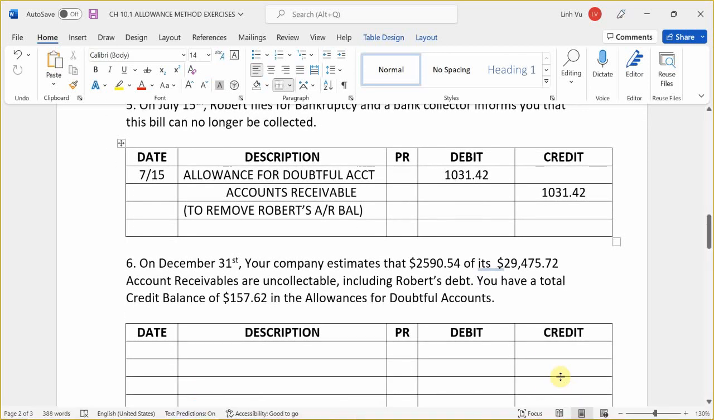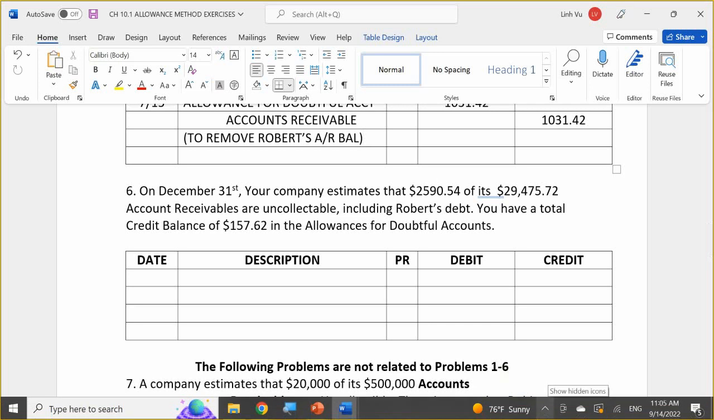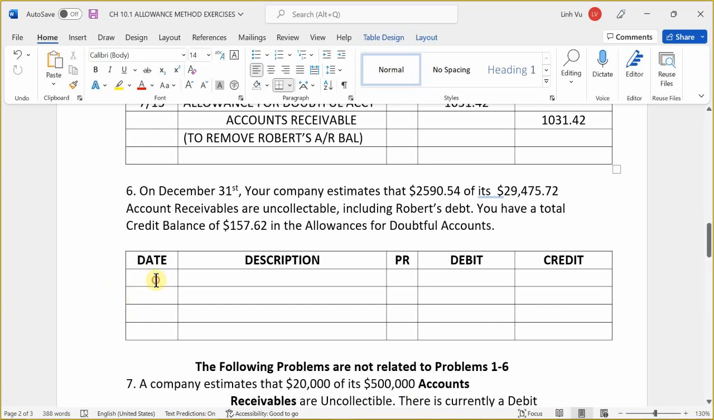So now it is December 31st, right? And your company estimates that $2,590.54 of $29,475.72 accounts receivable are to be uncollectible, including Robert's debt. And of course, you had a total credit balance of $157.62 in the allowance for doubtful accounts. Remember, Robert's not the only one. So how do I journalize this adjustment?